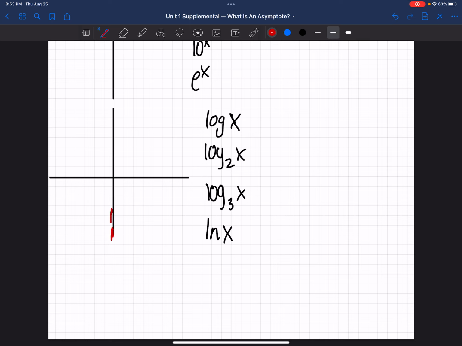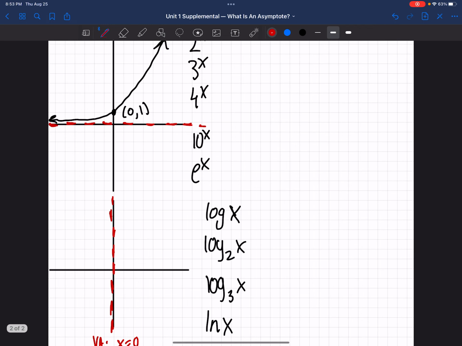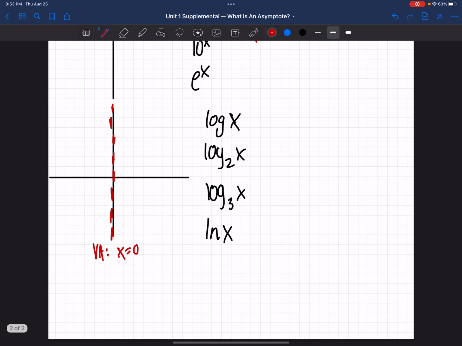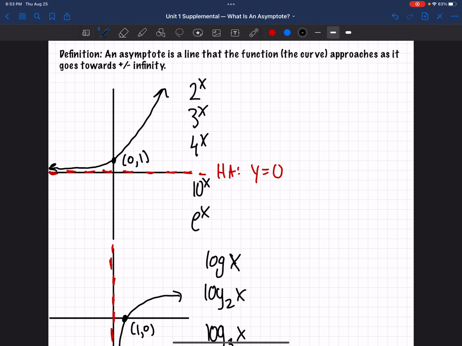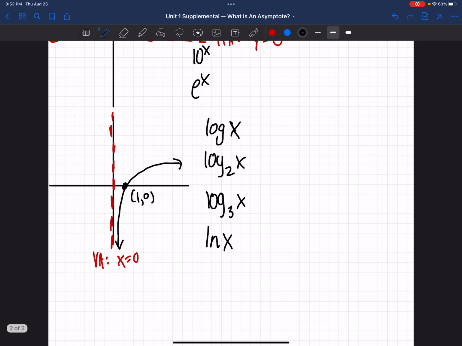They all have a vertical asymptote here. Okay, this is a vertical asymptote at x equals 0. By the way, this was a horizontal asymptote at y equals 0. Okay, vertical asymptote at x equals 0, and the graph has an x-intercept here at 1, 0, and it goes through that point upwards like this. And it looks really similar to exponential, just kind of like if it was turned on its side.